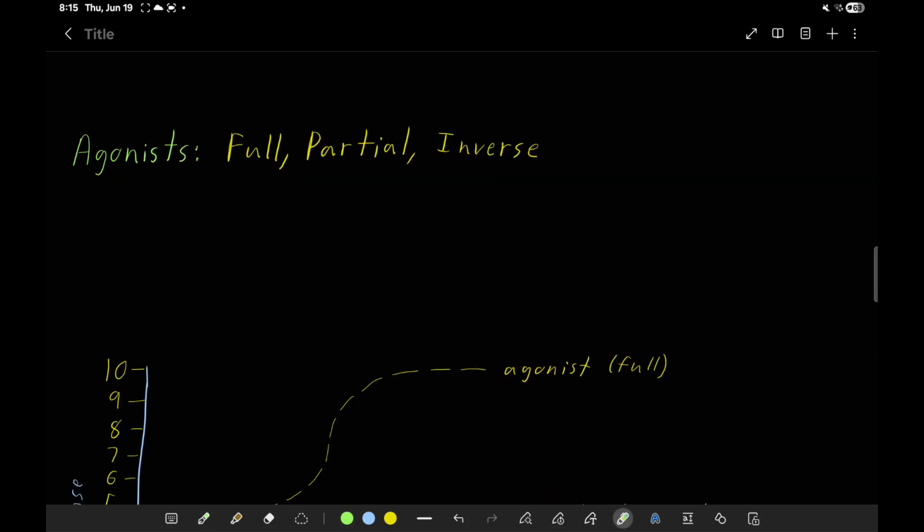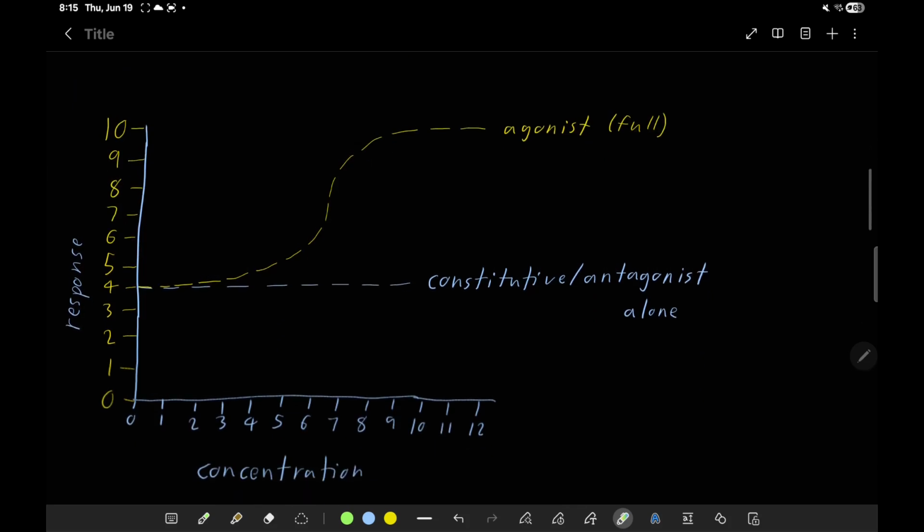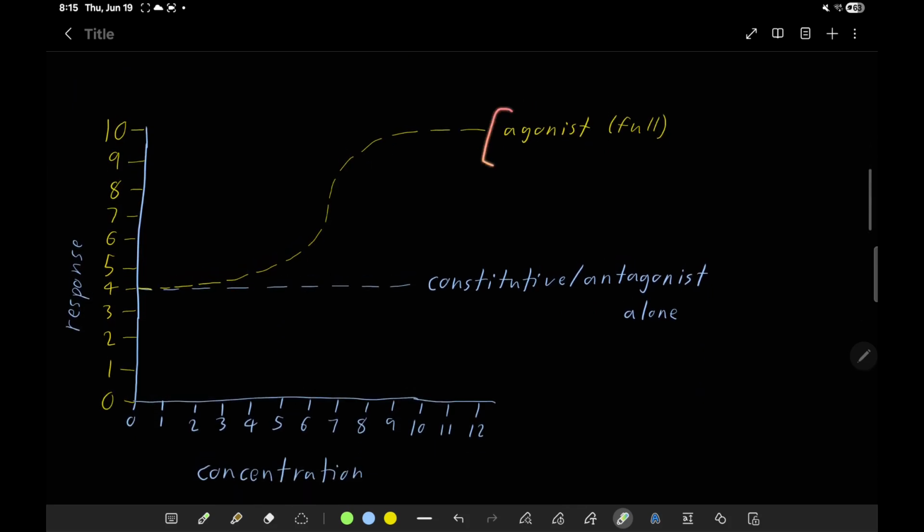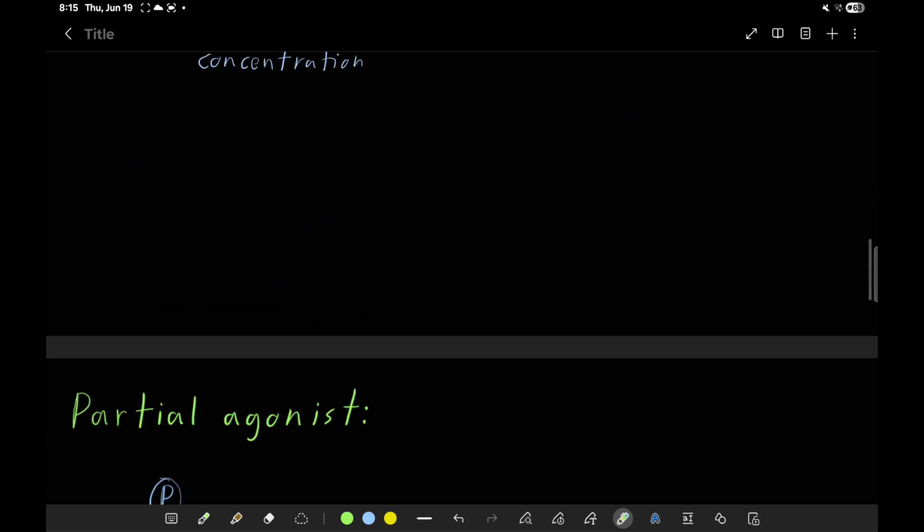So there are three types of agonists: full, partial, and inverse. The first one, full agonist, we actually already looked at. The agonist we've been talking about this whole time is a full agonist. It's an agonist that binds to receptors and produces a full, complete response. Now let's look at what partial agonists are.